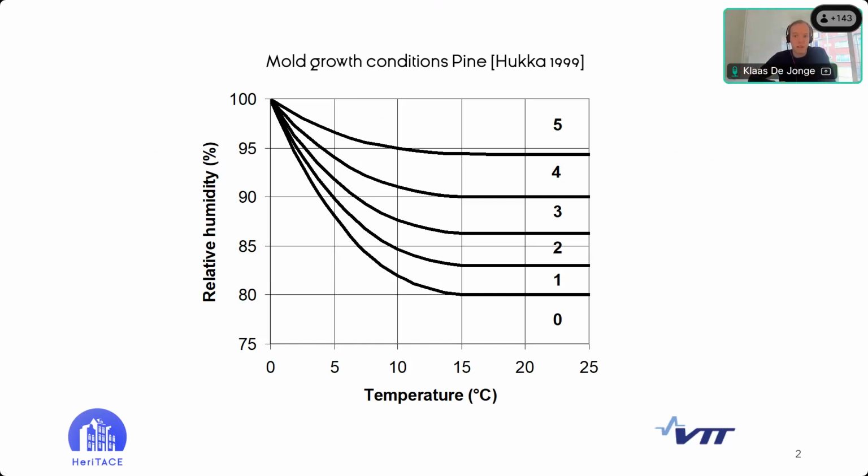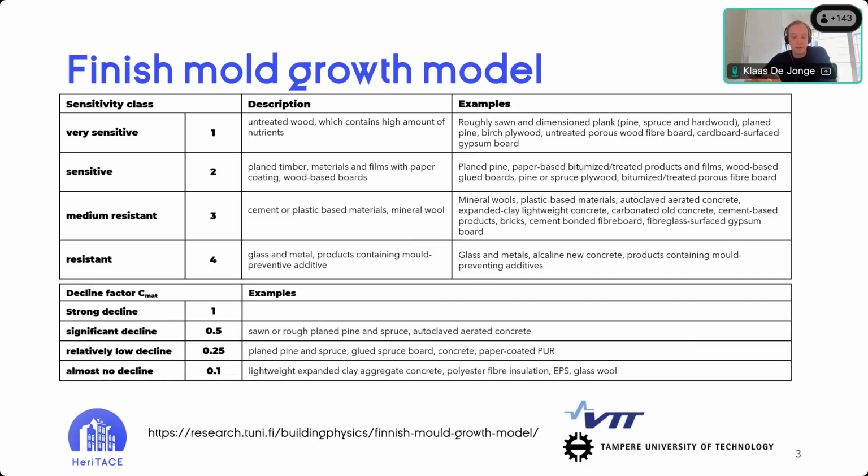He researched surface mold growth on wood-based materials. So that's a known model, let's say, but then there has been further development of this model by VTT together with Tampere University. Now it's actually called the Finnish mold growth model. The main addition later on was that they managed to generalize the methodology. They found categories to put materials in based on their sensitivity for mold growth, which allowed a broader use of the underlying model.